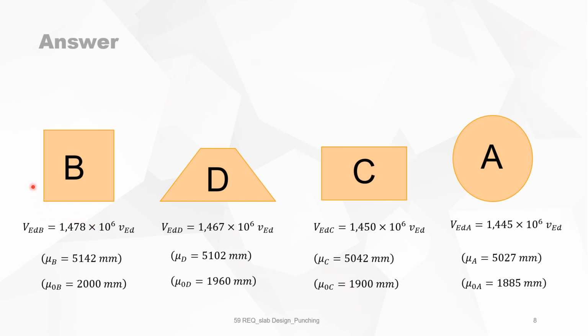Now, to sum it up, we can order those cross sections in the sense that B gives you the largest number here. So B is first, then D, then C, and then A. I've done it now with v_Ed, which is the maximum load on the column.